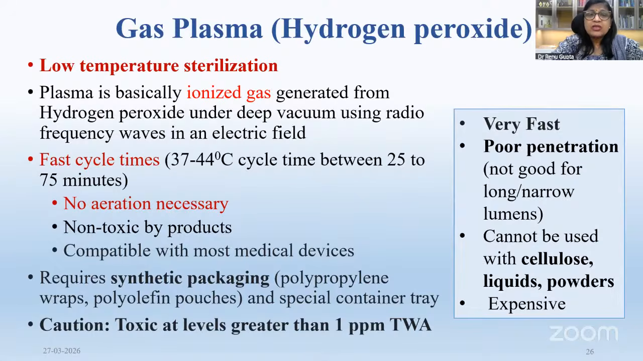Then your gas plasma. Please try to remember one thing, gas plasma. It is an ionized gas which is generated from hydrogen peroxide. Hydrogen peroxide is passed under deep vacuum, and radio frequency waves in the electrical field generate this gas plasma. One important thing to remember, uses are the same. They are all used for those delicate items which are heat sensitive and moisture sensitive. It is a fast method. Unlike ETO, which required overnight, your load is ready for use in 25 to 75 minutes, within 1 hour.